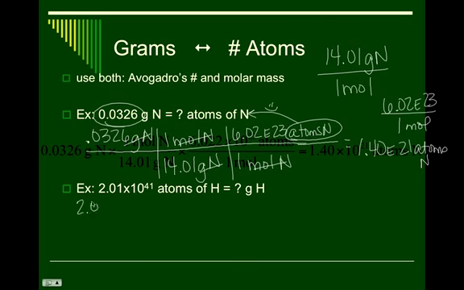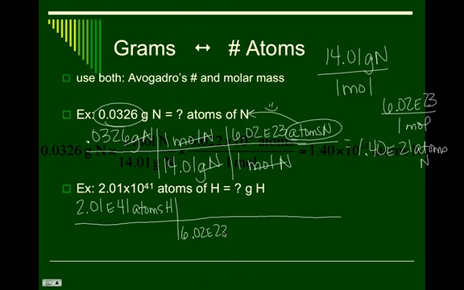So now we're starting with atoms. 2.01 times 10 to the 41 atoms. That's a lot of atoms of hydrogen. And we want to know how many grams is that. Well, starting with atoms means that we have to start with Avogadro's number. Since we have atoms here, we want atoms to be in the bottom of the next box. So the 6.02 times 10 to the 23rd atoms goes there. And 1 mole goes on top.